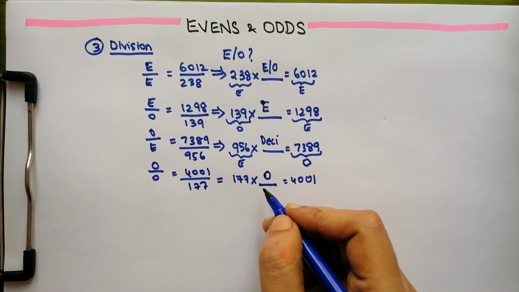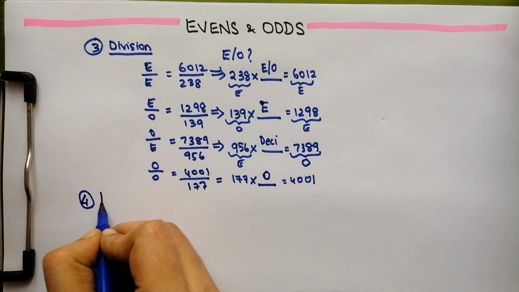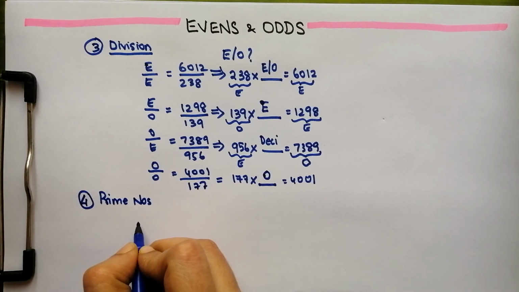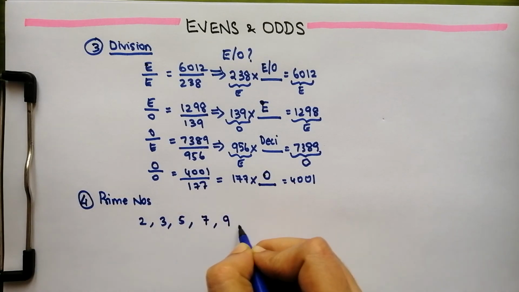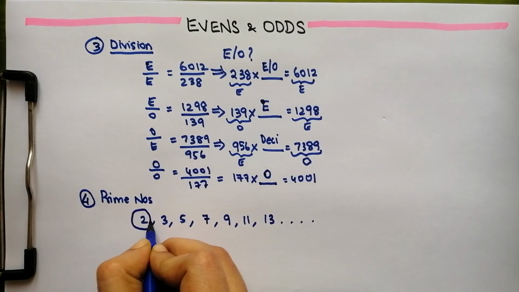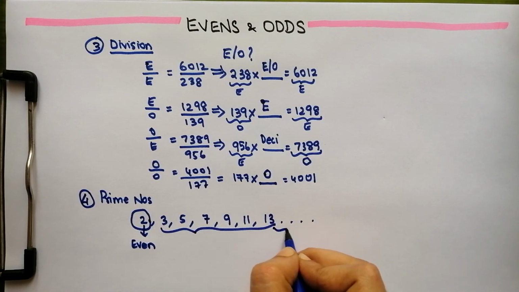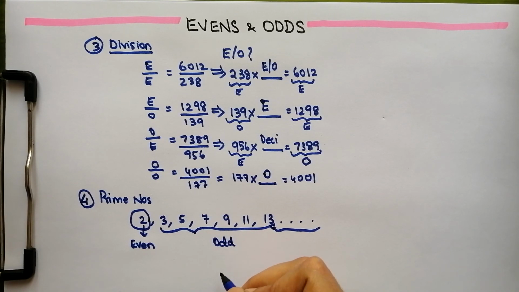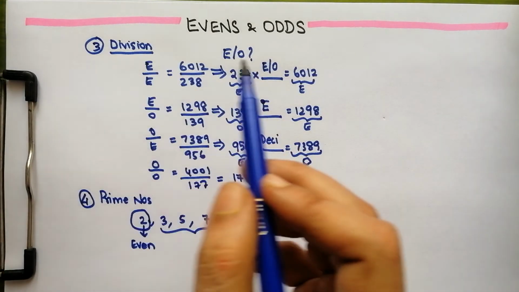Next, we have to understand the final concept, which is prime numbers. Some of the prime numbers are 2, 3, 5, 7, 11, 13, and so on. You have to remember that only 2 is an even prime number. Others are all odd numbers. So remember that and apply the other rules that we have studied for even and odd concept.